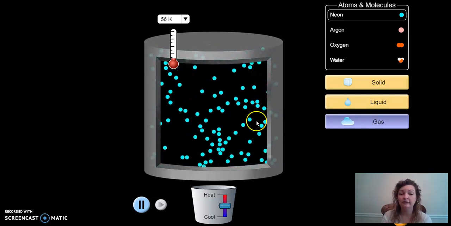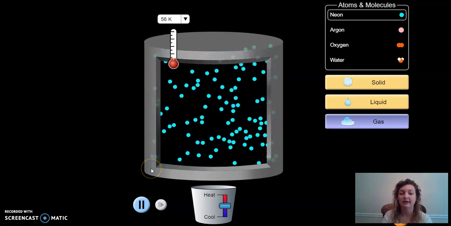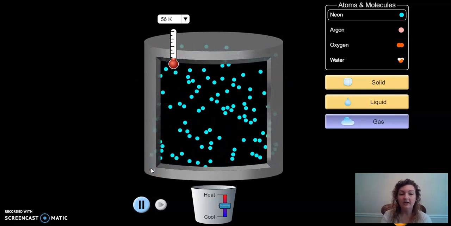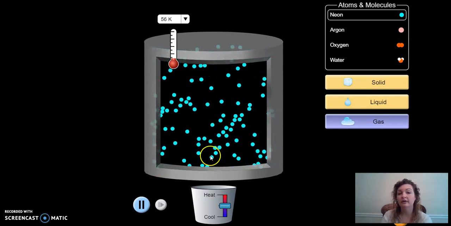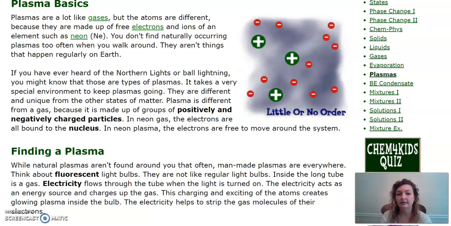They're filling the shape of their container. Now they're filling the entire container, right? Because they're bouncing off the sides and the tops. And this is going to be the hottest temperature for these three. One that I did want to address, let me get to it for you, is plasma.